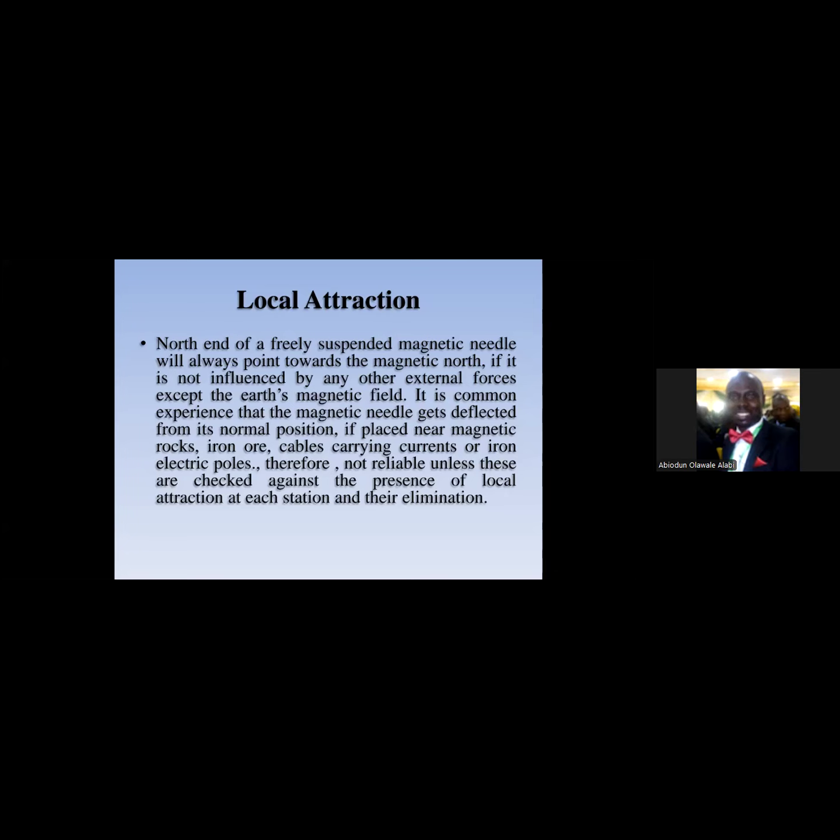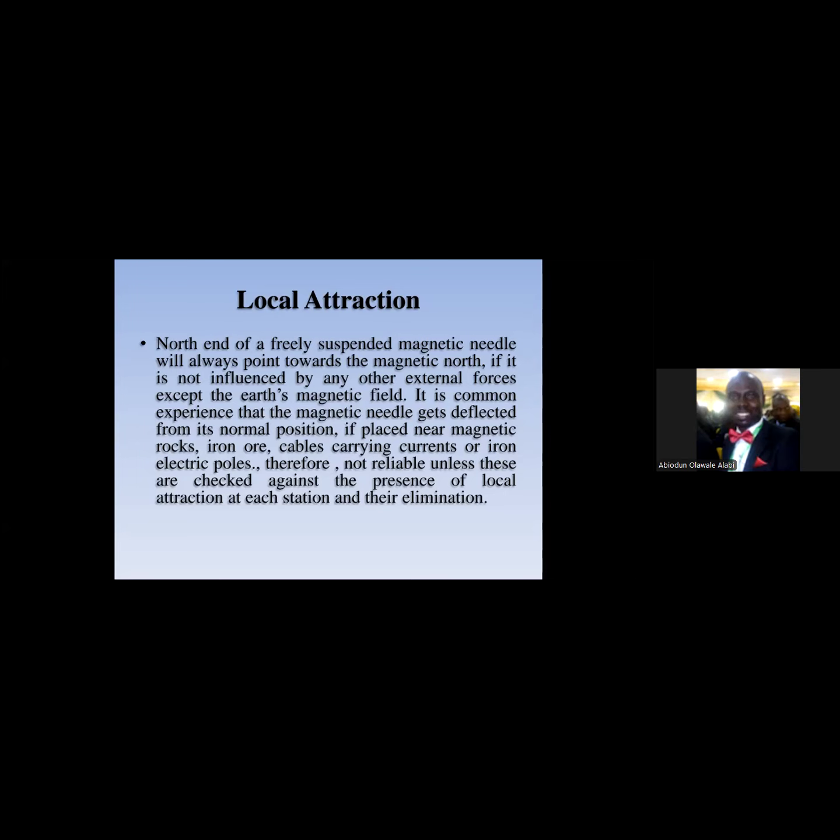You won't have an accurate observation of your magnetic bearing. So the concept, when the magnetic needle deviates from the direction of the magnetic north as a result of these magnetic substances, is called local attraction. All right. This is what this slide is explaining here for you.